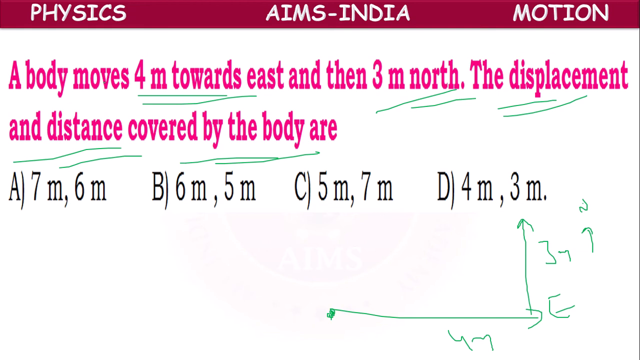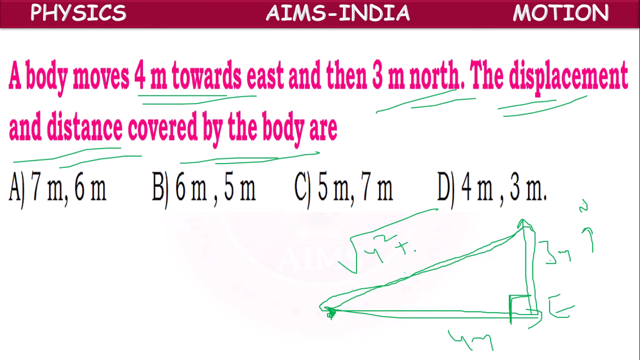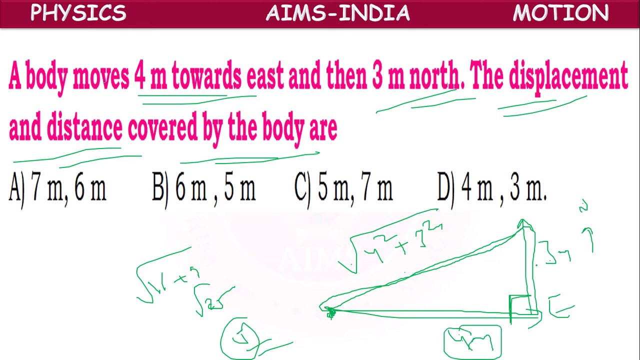Displacement means initial position to final position, the shortest possible distance. It forms a right angle triangle, so hypotenuse equals root of the sum of squares of the other two sides, root of 4 square plus 3 square, root of 16 plus 9, root of 25, which is equal to 5. So displacement is 5. Distance means total distance covered, 4 plus 3, 7. So displacement is 5 and distance is 7. 5, 7 meter is the correct answer, option C.